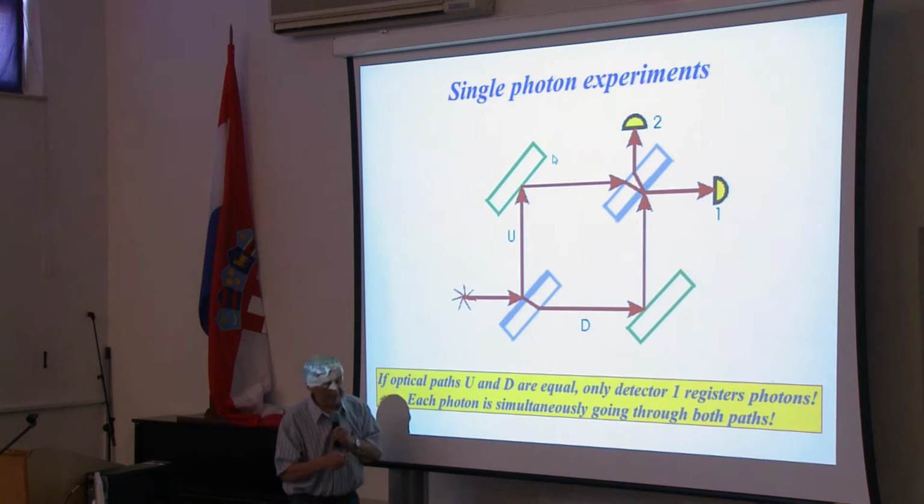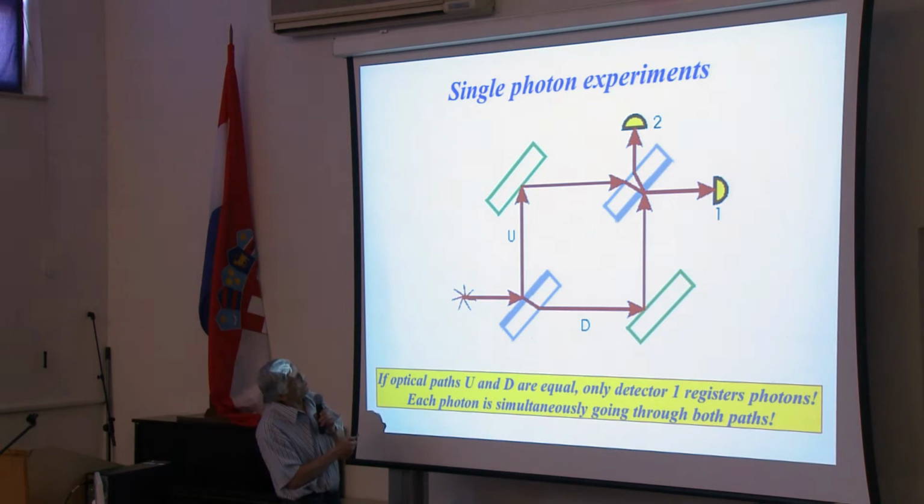Okay, that is what I did say. When you have a single photon which comes from here, when that optical path is the same as this one here, they are the same length, always this detector is going to register the photon, never this one here. So that means that the photon which comes from here is really going simultaneously through this path and through this path, since otherwise you could not explain how they interfere constructively only here and not here. Otherwise you would have it detected 50% of the time here or 50% here, but you detect it always here, which means, I repeat again, that one photon is going simultaneously through both paths.